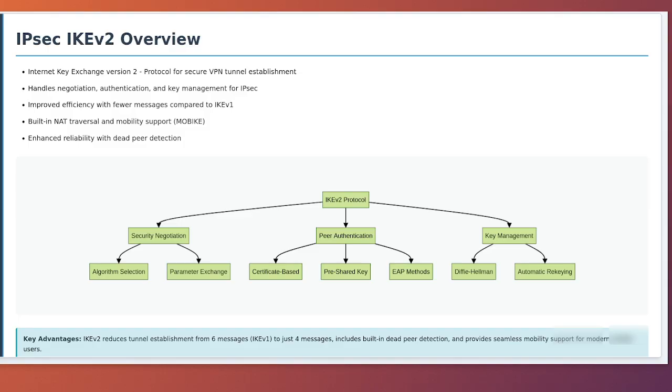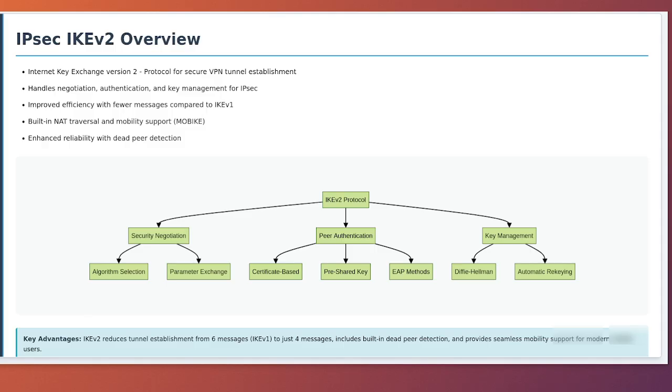IPsec stands for Internet Protocol Security, and it's a suite of protocols designed to secure IP communications by authenticating and encrypting each packet in a data stream. While IPsec handles the actual data protection, IKEv2 is responsible for negotiating the security associations and establishing the encrypted tunnels. Think of IPsec as the armor protecting your data, while IKEv2 is the negotiator that determines what kind of armor to use and how to put it on.